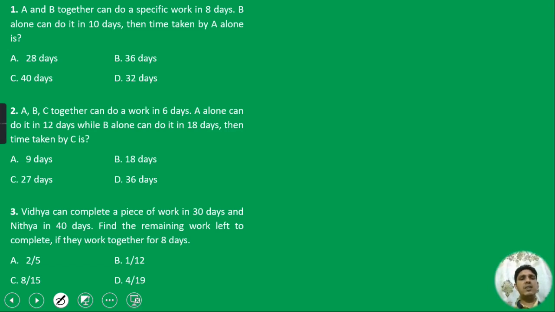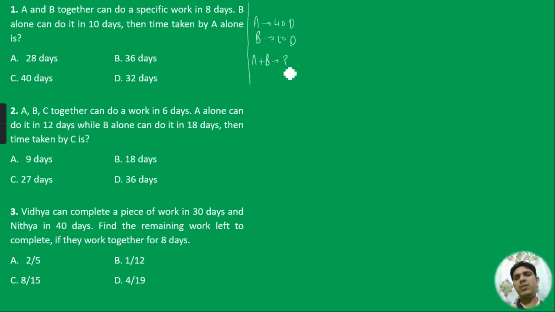alone can do it in 10 days, then the time taken by A alone is? Students, for doing this question, the first thing to understand is, let us suppose a very basic example: A completes a work in 40 days and B completes a work in 10 days, right? Then what will be the time taken by A and B together to complete the same work?